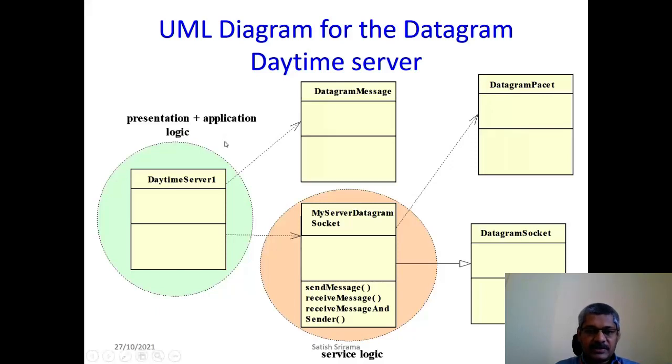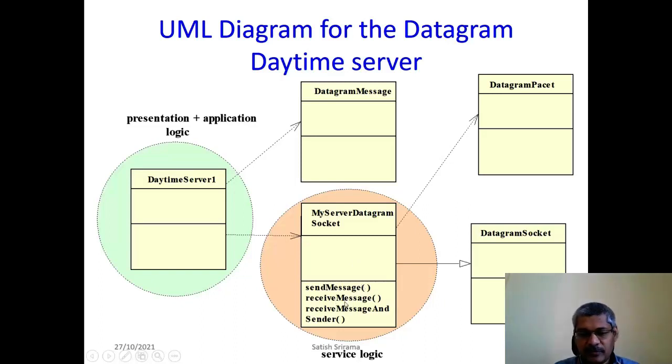This is the UML diagram for this datagram based datetime server. In the presentation and application logic, we have this datetime server, which has an association relation with this datagram message. This is where you save the client side address and also the port number. It also has an association relationship with my server datagram socket, which has an association relationship with the datagram packet, and it has an extension, an inheritance relationship, of datagram socket.